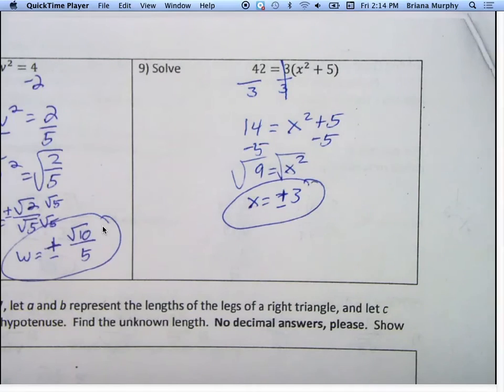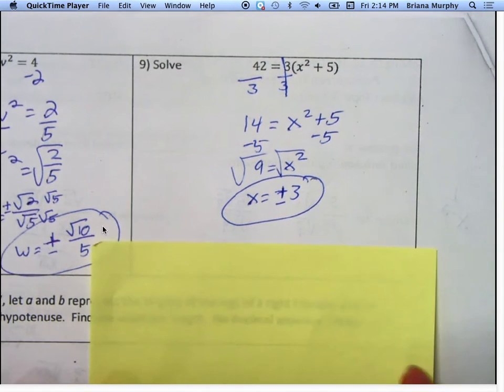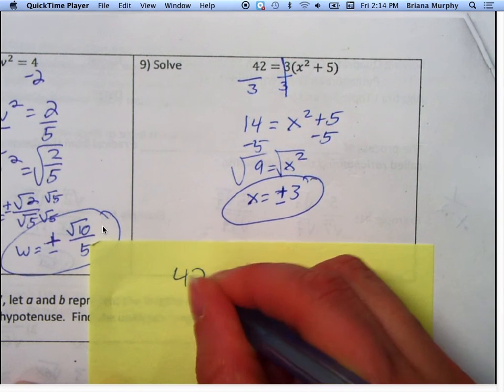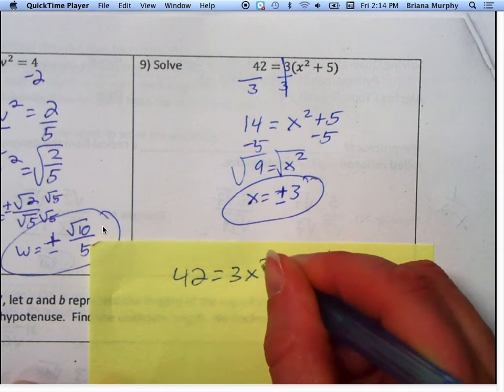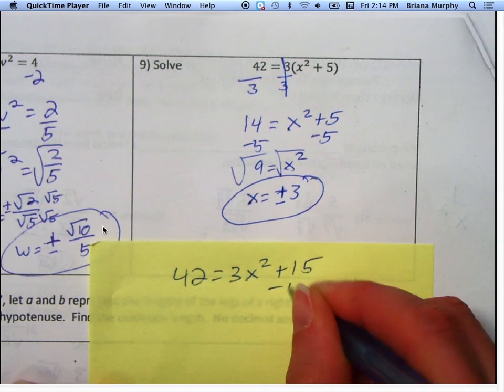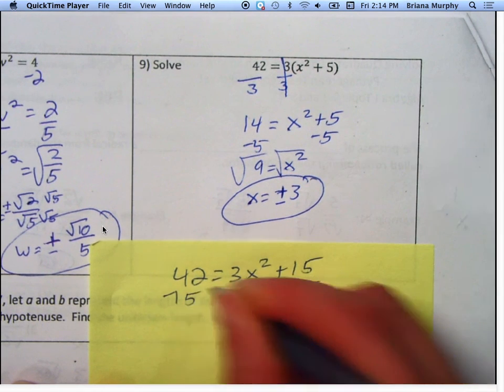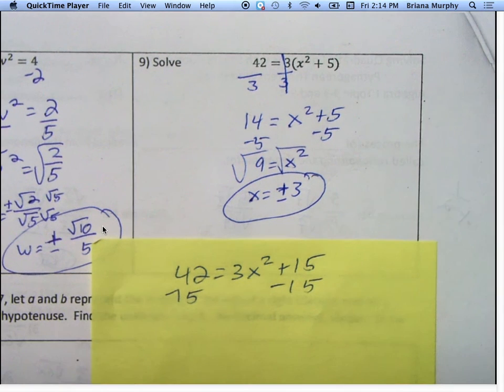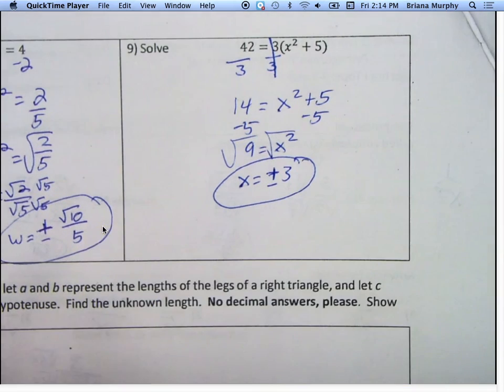So, Max, if we were going to do this problem like you wanted to do, we get 42 equals 3x squared plus 15. You subtract 15 from both sides, and then you divide by 3. You still get the same answer. It's fine. Okay? All right.